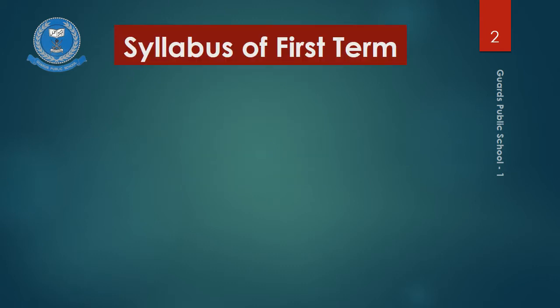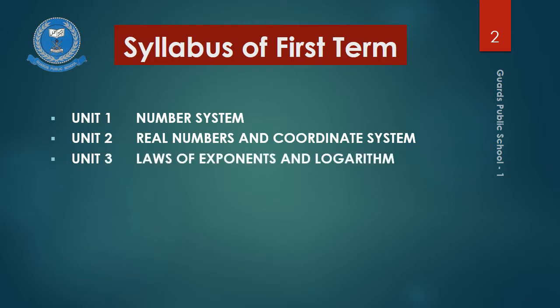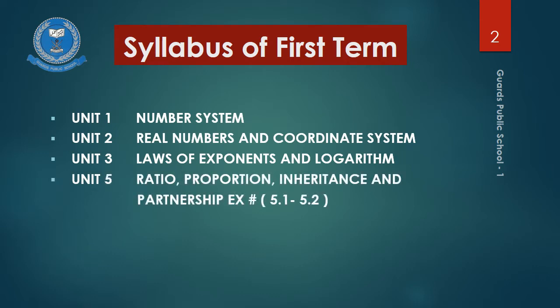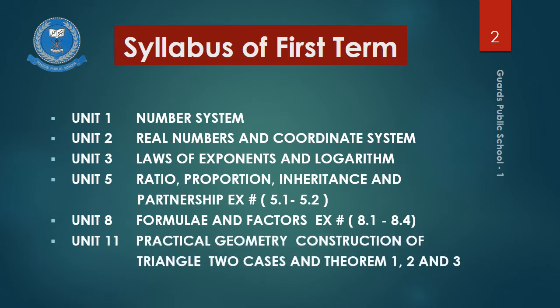Syllabus of first term: Unit 1, Number System; Unit 2, Real Numbers and Coordinate System; Unit 3, Laws of Exponents and Logarithm; Unit 5, Ratio, Proportion, Inheritance and Partnership, Exercise number 5.1 and 5.2; Unit 8, Formulae and Factor, Exercise number 8.1 till 8.4; and last Unit 11, Practical Geometry, Construction of Triangle, 2 cases and Theorem 1, 2 and 3.